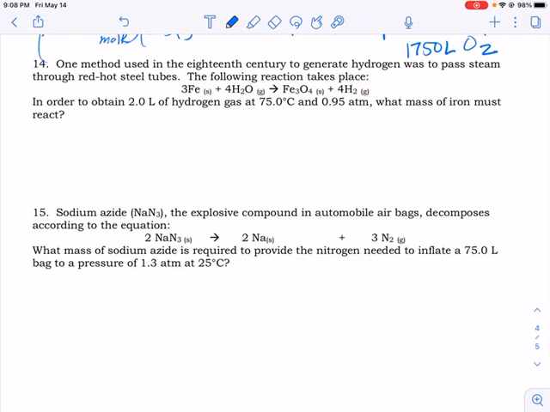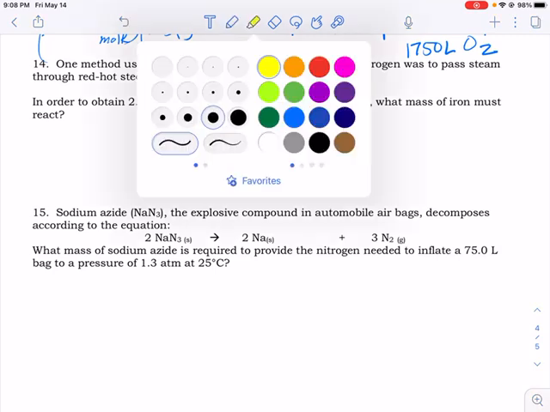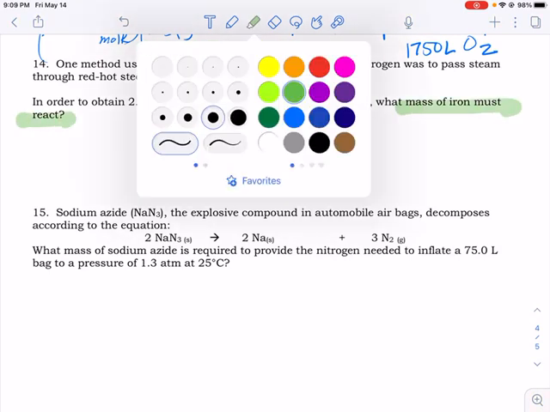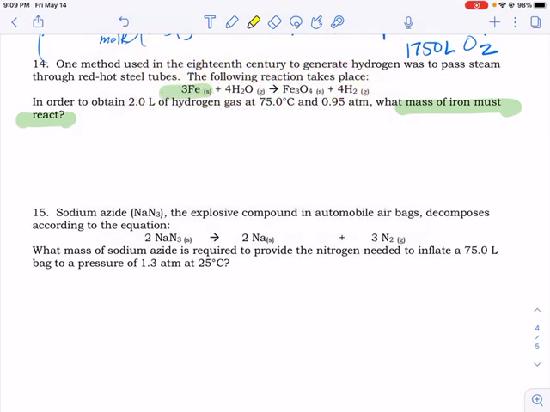Number 14. One method used in the 18th century to generate hydrogen was to pass steam through red-hot steel tubes. This is the reaction. In order to obtain 2 liters of hydrogen gas, what mass of iron must react? So we're solving for mass of iron. And look here, we're given the volume and the temperature and the pressure.